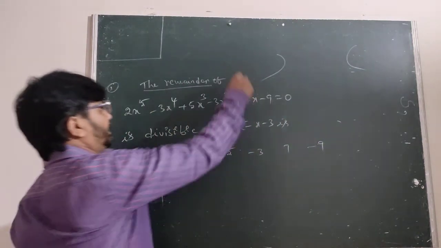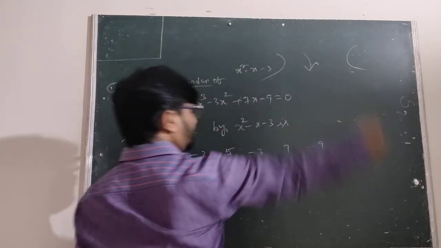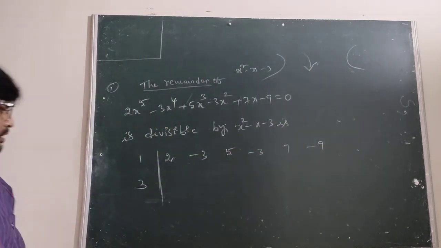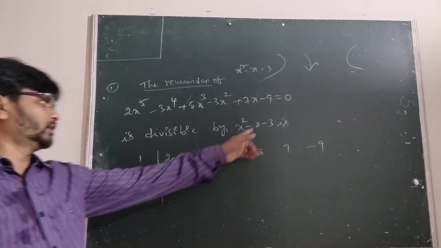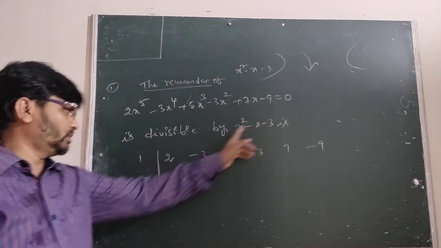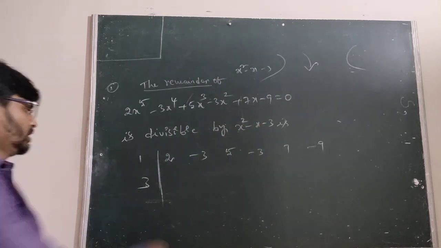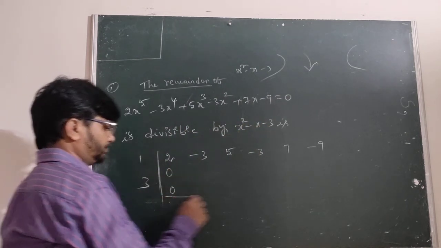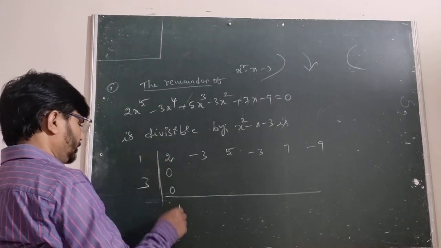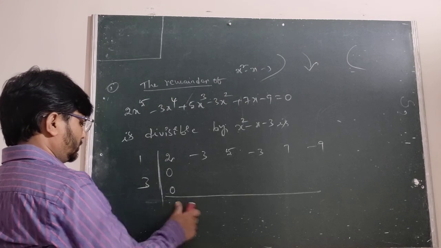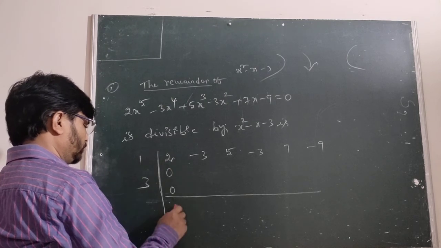So first you write x square minus x minus 3. Then you write this one. Then you do this division, that is enough. Another method: the coefficient of x is minus 1, so take plus 1. Then take the opposite sign of minus 3, plus 3. First we take 2 zeros at a time. Then it is 2.